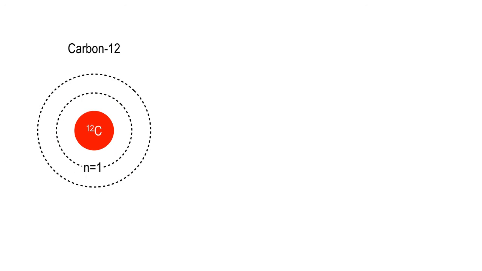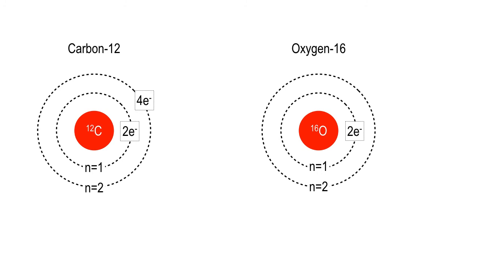Here's carbon 12, n equals 1, n equals 2. We got 2 electrons down here in n equals 1, and we got 4 up here in n equals 2. Now, we already know about that. Let's take a look at oxygen. 2 down in n equals 1. And oxygen's a little bit bigger. It's got 6 up there in n equals 2.